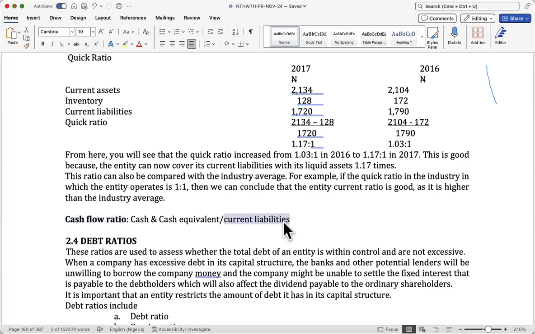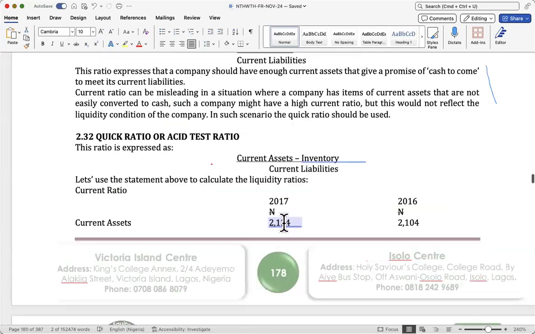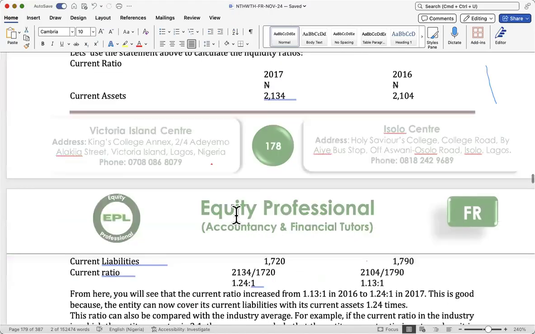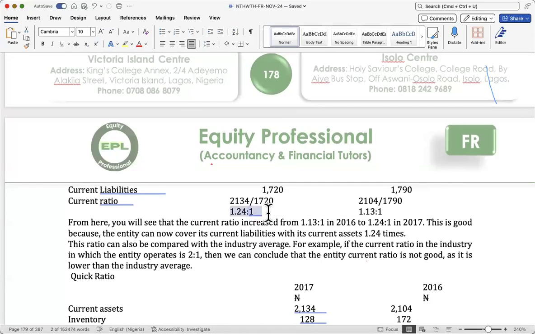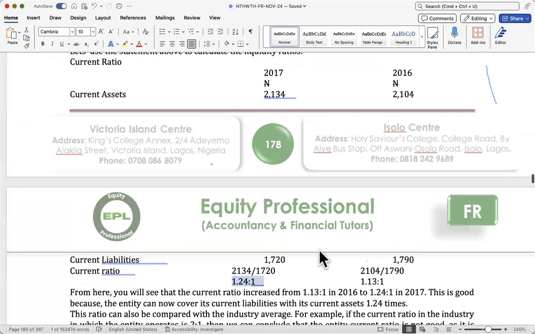And of course, the higher the better. The higher this ratio, the better. So that's the cash flow ratio. And there are some sample ratios I computed using hypothetical figures. Like for the current ratio, 1.24 to 1 and 1.13 to 1.